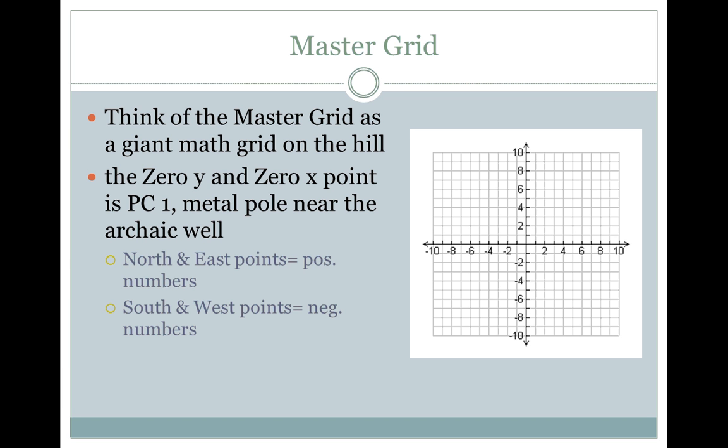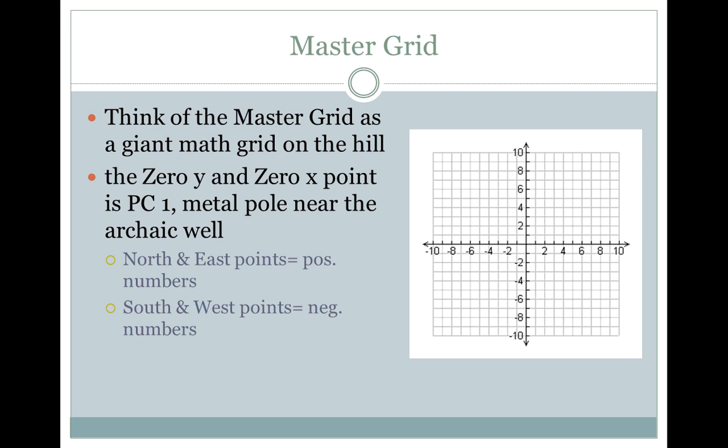Well, you are here. The 0Y and the 0X point is known as PC1, and that is the metal pole positioned near the archaic well. And so that means all of our positive numbers are north and east, and all of our negative numbers are south and west. And this allows for you, when you're combing through the site's database, to generally have an idea of where an artifact was found based on the positive and negative numbers you have.